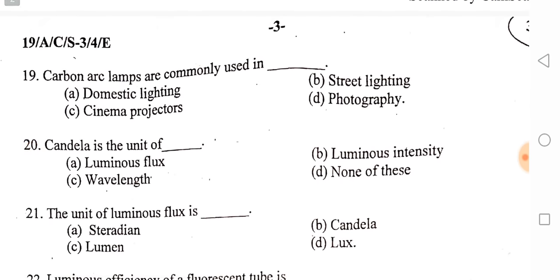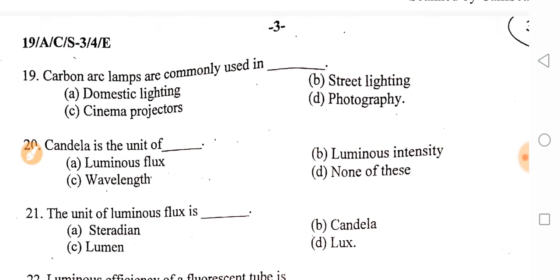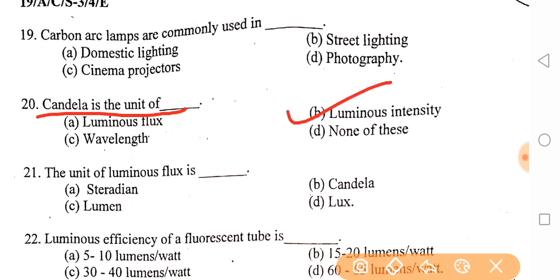Next question is, carbon arc lamps are commonly used in what? Carbon arc lamps are generally used in cinema projectors. In cinema projectors, carbon arc lamps are used. Next, question 20 is, candela is the unit of luminous intensity. Right answer is B.